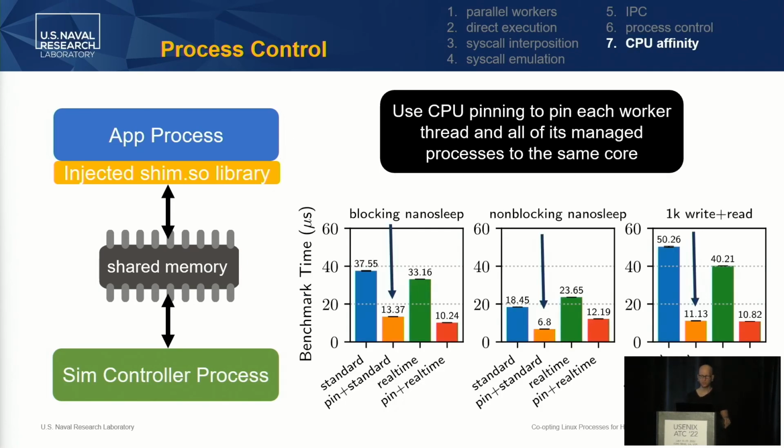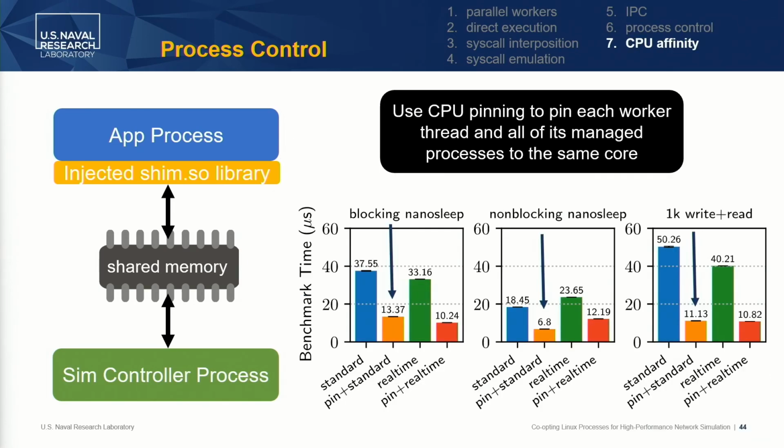Finally, we use CPU pinning to pin a simulation controller process thread and all of the application processes that it's handling to the same physical CPU core, to take advantage of caching and to prevent cross-core overheads. And we experimented with both pinning and with real-time scheduling and found that the majority of the benefit consistently was due to pinning in our approach, so that's what we're using.